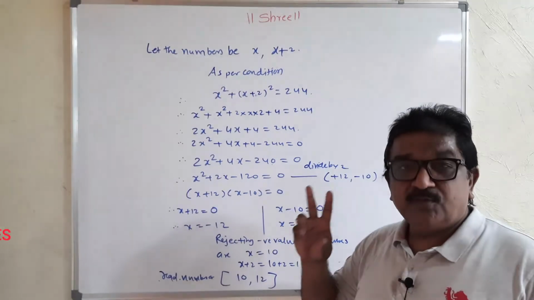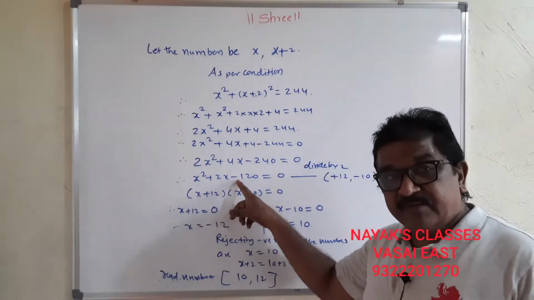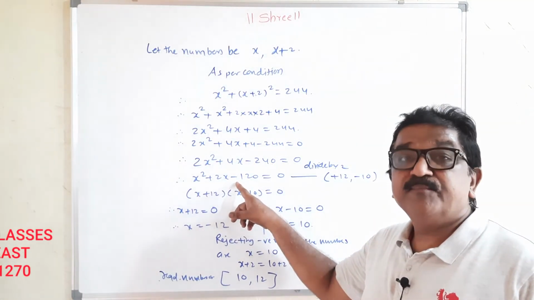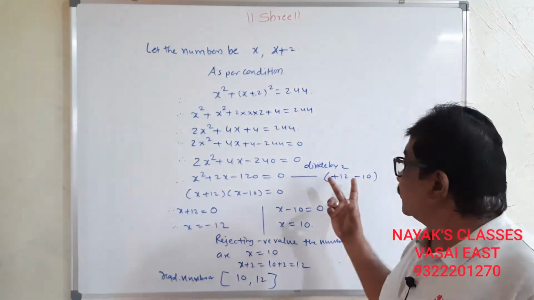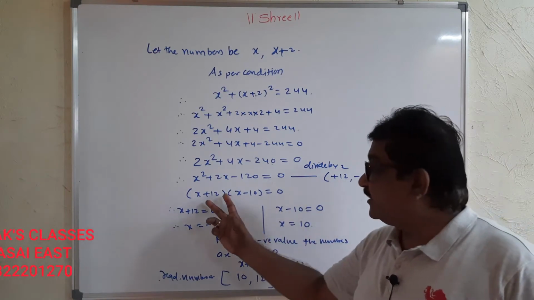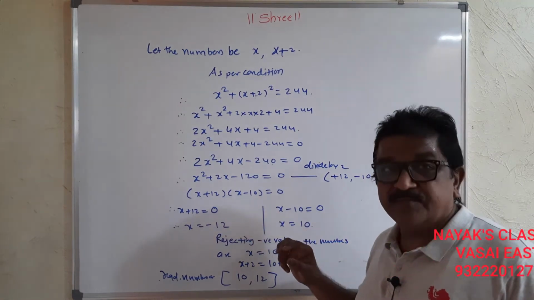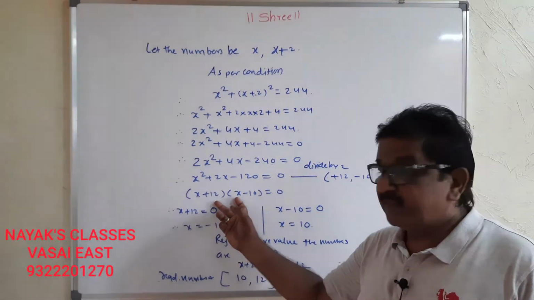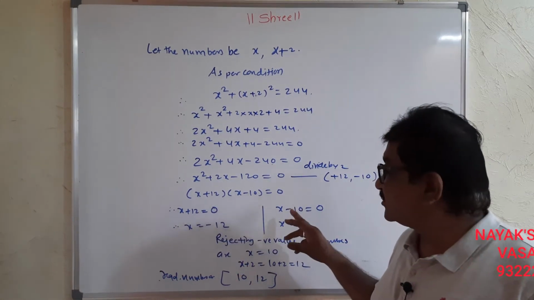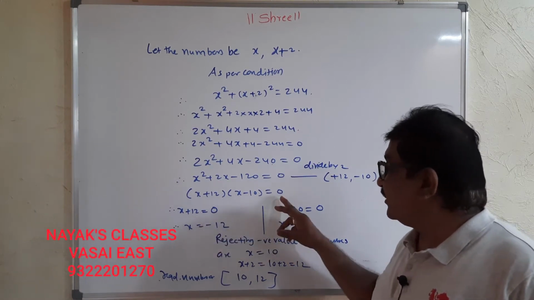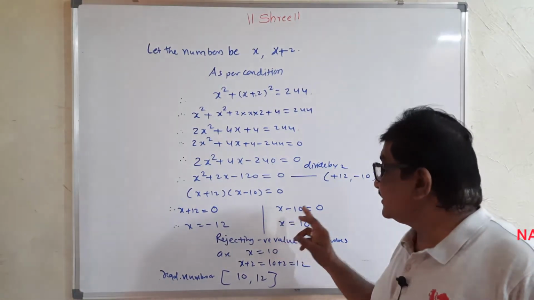We need two numbers in such a way that the product must be minus 120 and the sum must be plus 2. So these two numbers are 12 and minus 10. Adding, (x plus 12) into (x minus 10), we got two factors whose product is equal to 0. So equating each term with 0, we got x is equal to minus 12 and x is equal to 10.